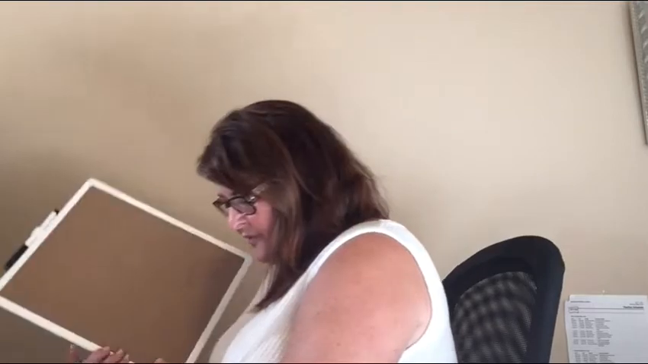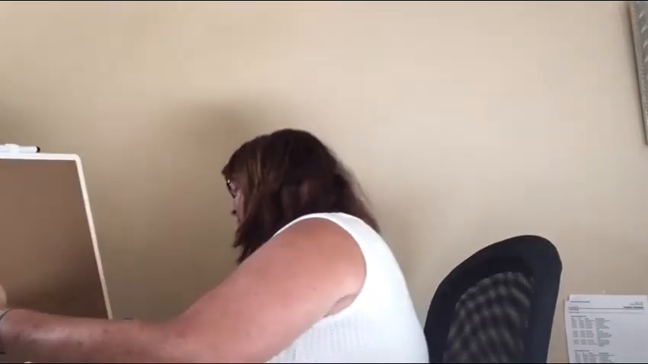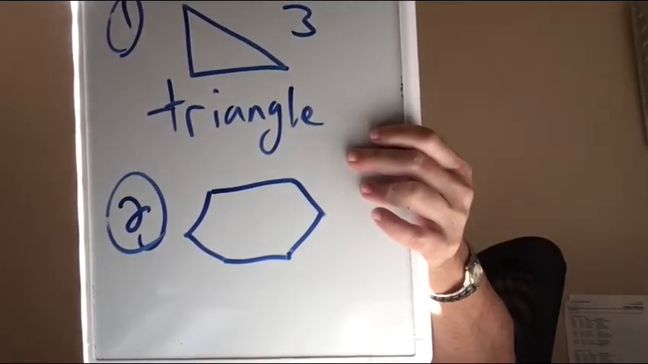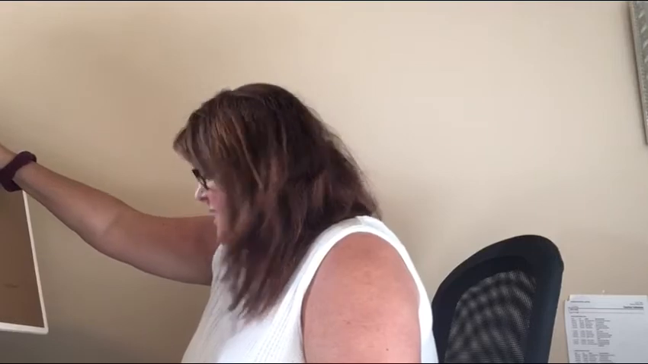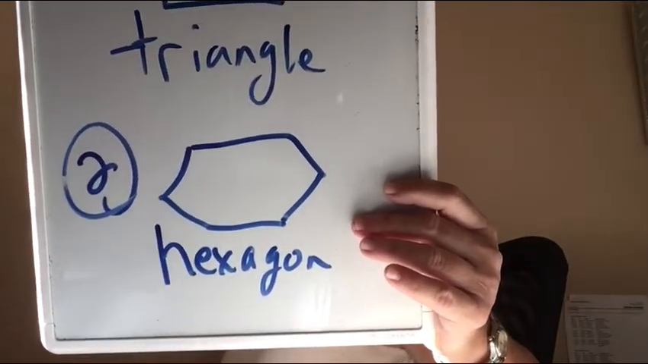Number 2, the shape is like this. It's got 1, 2, 3, 4, 5, 6 sides. Count up the sides, right? Number 2 has 6 sides. What shape is it? 6 sides. Write in the shape. It is a hexagon. Hexagon. It has 6 sides and 6 vertices.